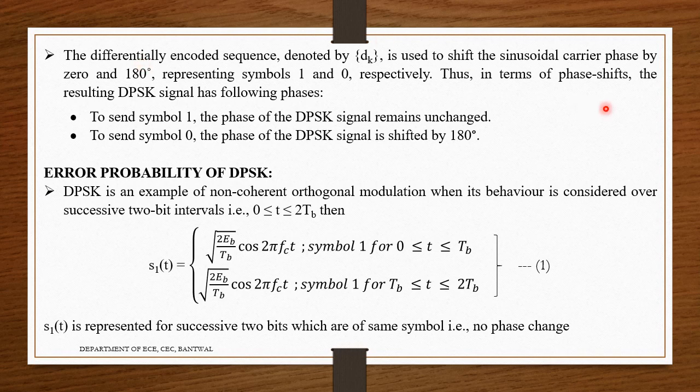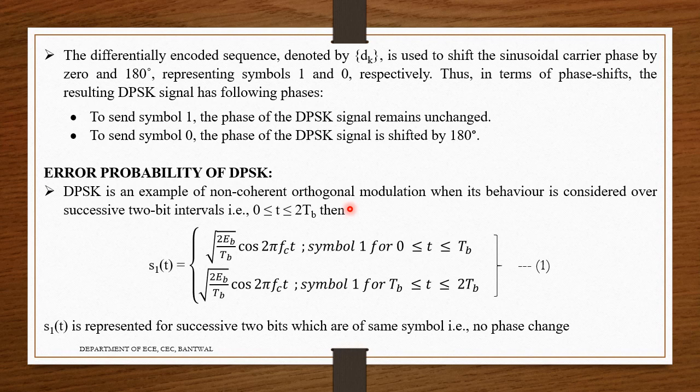Thus, in terms of the phase shifts, the resulting DPSK signal can follow the following phases. To send symbol 1, the phase of the DPSK signal remains unchanged, as I said, just 0. To send symbol 0, the phase of the DPSK signal is shifted by 180 degrees. That is what I am telling. Okay, so in problems we can solve it very clearly. So just this much you have to know.